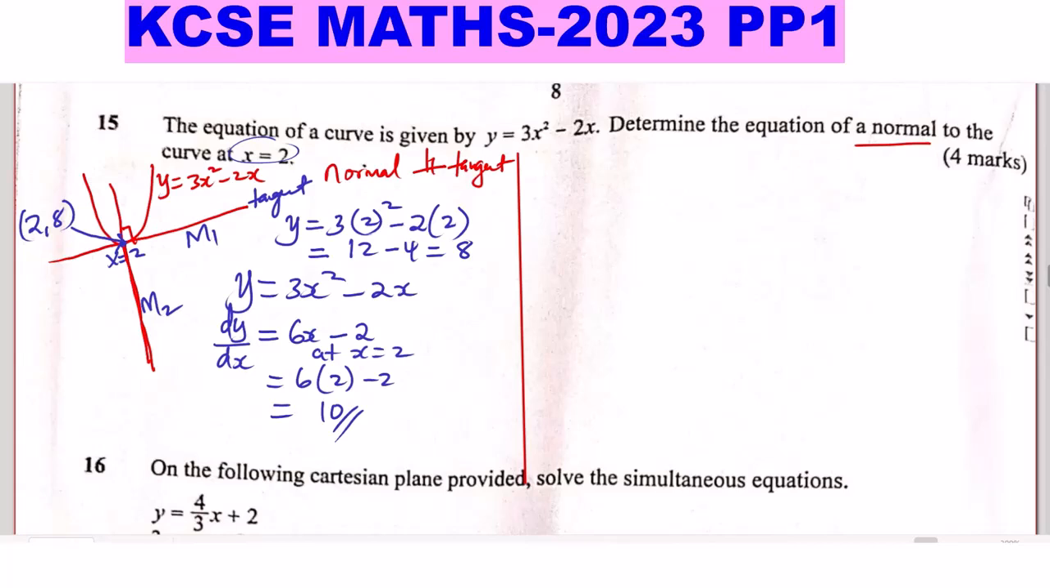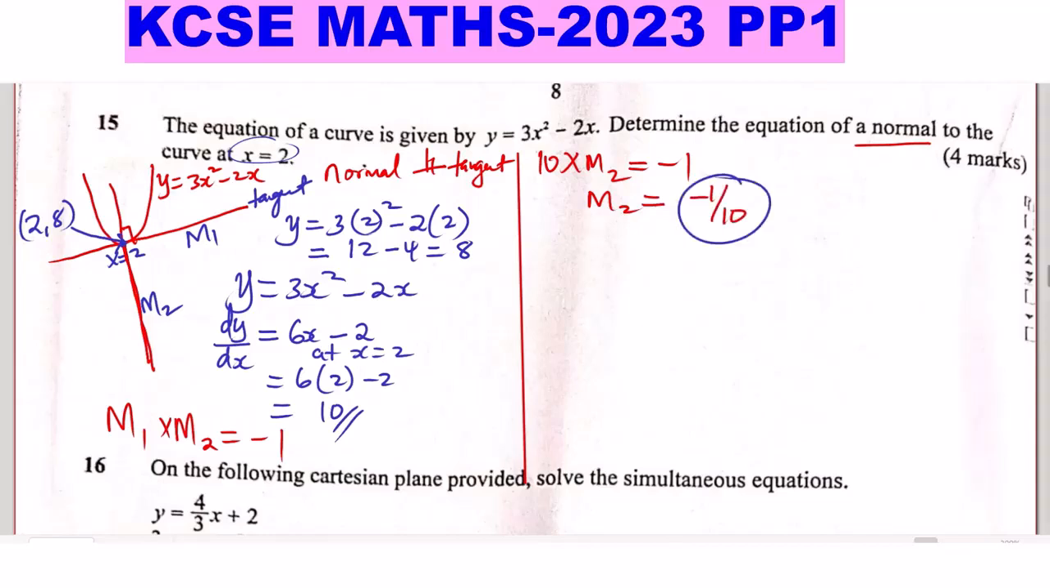Having got that, we can now proceed and get the gradient of the normal. Since the normal is perpendicular to the tangent, if two lines are perpendicular to one another, the product of their gradients should be -1. So m1 is 10, and m2, the gradient of the normal, will be -1/10. Simple as that.